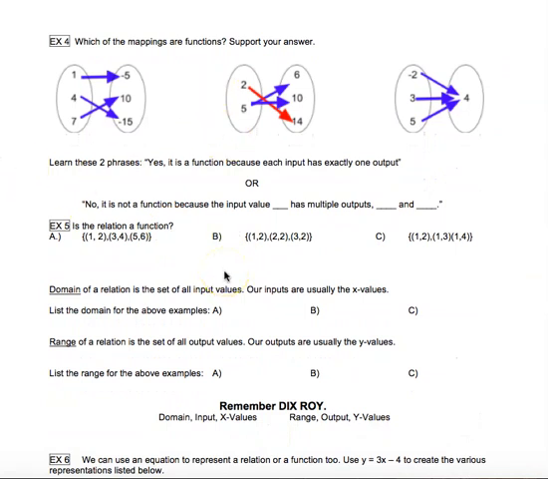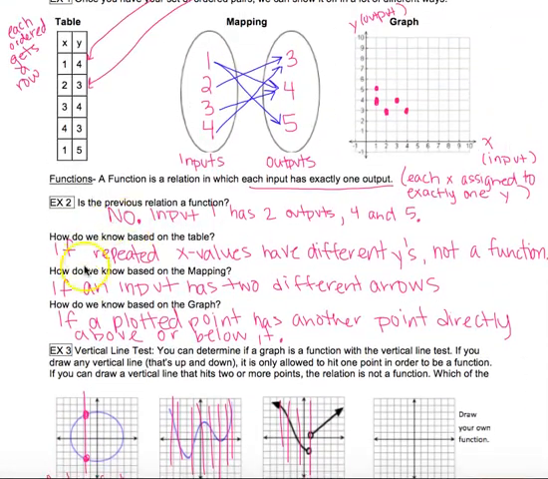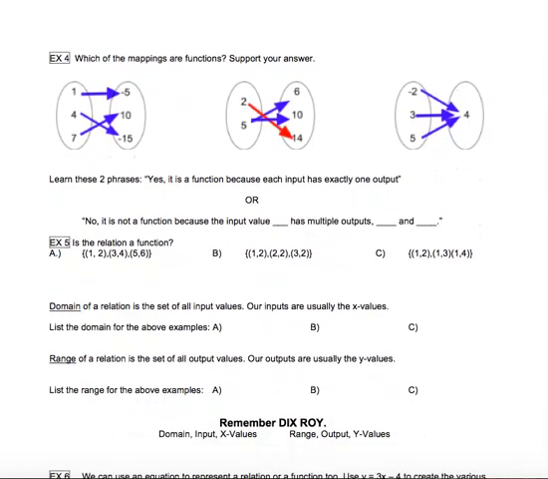All right, example 4. Which of the mappings or functions support your answer? So again, mappings. How do we know based on a mapping? If an input has 2 different arrows. So look at our inputs and look to see if any one input has 2 different arrows. We're going to call these A, B, and C. I want you to tell me which of these A, B, C are functions. So go ahead and pause and answer that question.